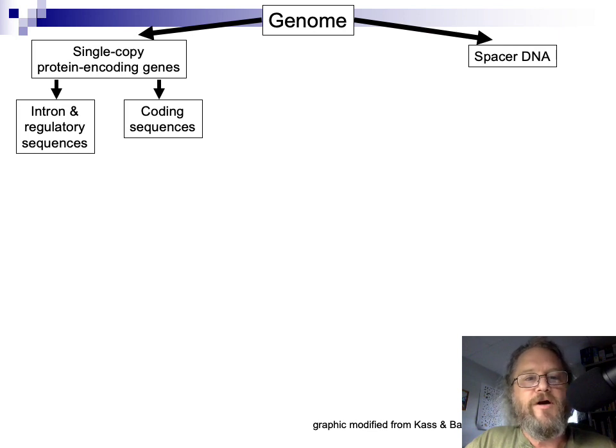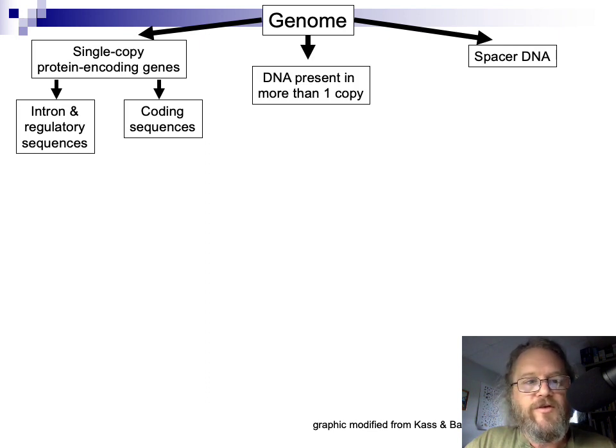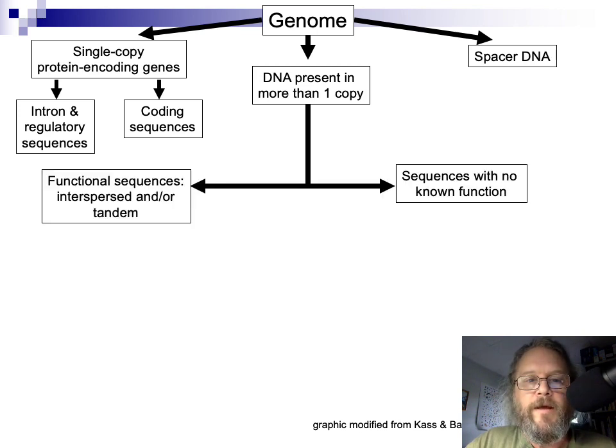Okay, so we're looking at our nuclear genome, and we can divide them into the three basic kinds of DNA elements, those that are found only in single copy, those that are found in multiple copies, and then the spacer DNA, right? So the single copy, they're further broken down into DNA elements like the coding sequences themselves, and then also the non-coding regions, the regulatory sequences and the introns. Looking at DNA presented in more than one copy, we can divide it into functional sequences and sequences with no known function. Functional sequences can be repeated over and over again or dispersed throughout the genome.